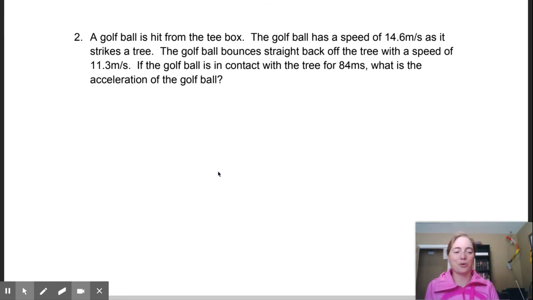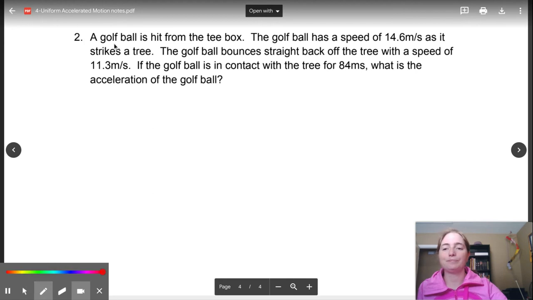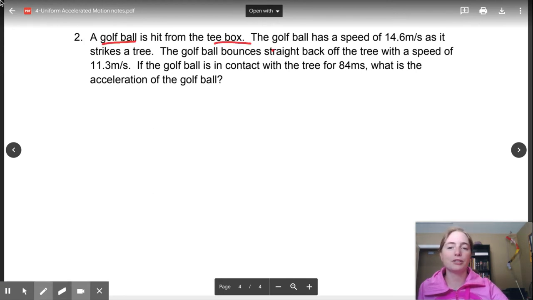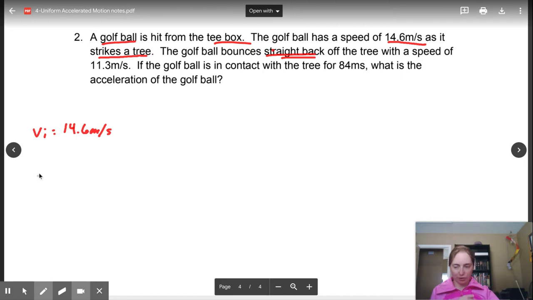Okay. So, ladies and gentlemen, a golf ball is hit from a tee box. The golf ball has a speed of 14.6 meters per second as it strikes a tree. Okay. Well, that's what it's starting at. So it's VI is our 14.6 meters per second. The golf ball bounces straight back off the tree with a speed of 11.3 meters per second.